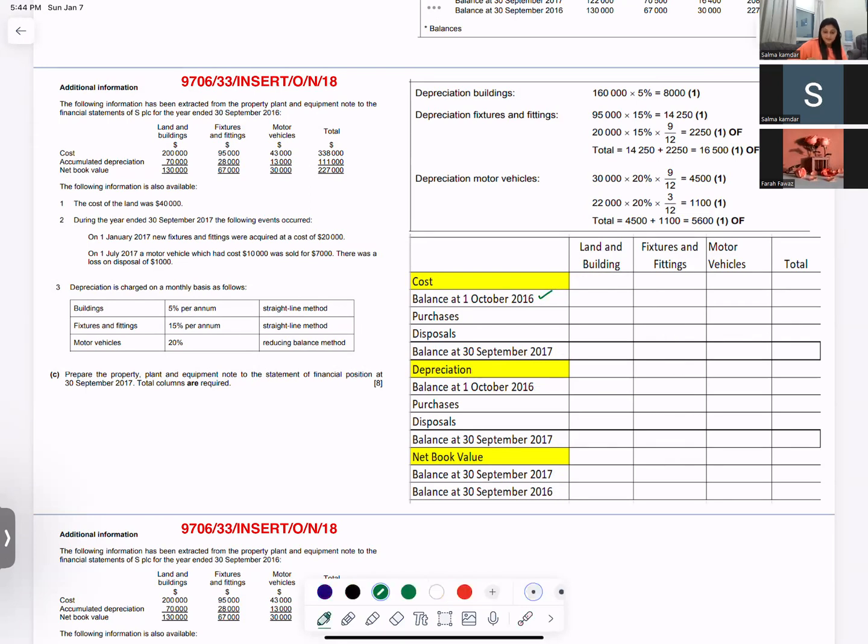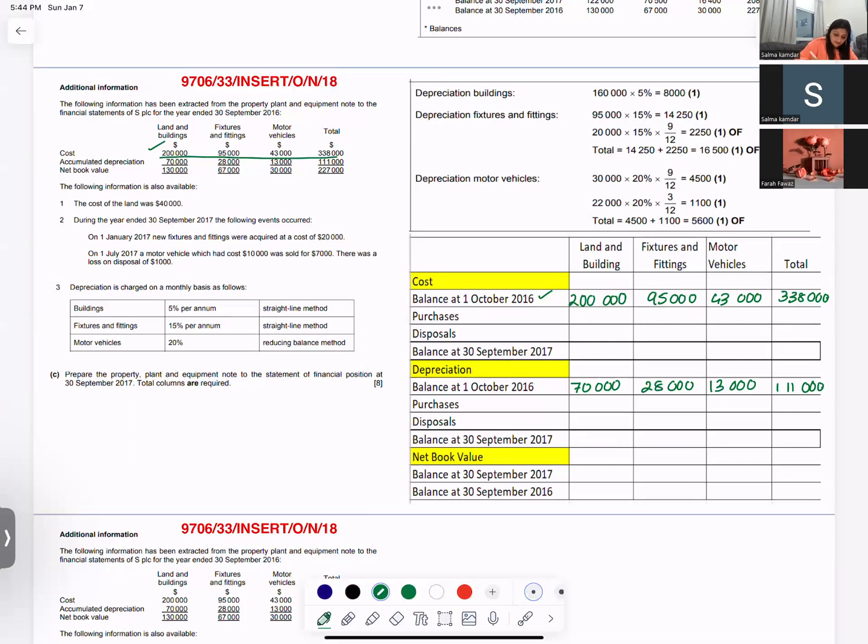Can you help me fill the cost on the first date? It is 200,000, 95,000, and 43,000. Total 338,000. Accumulated depreciation on the first date: 70,000, 20,000, 13,000, and total 111,000.